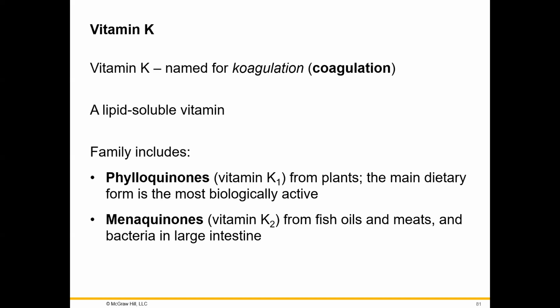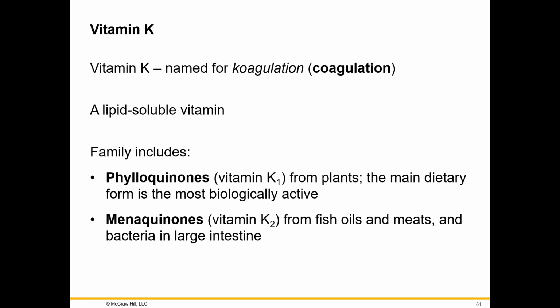Finally, we're on to the last item, vitamin K. Vitamin K is named for coagulation, the German word for coagulation with a K. It's crucial for blood clotting, and it plays an important role in bone health. It is a lipid, or fat-soluble vitamin, meaning it requires fats for proper absorption and transport within the body. There are a couple of different members of the vitamin K family.